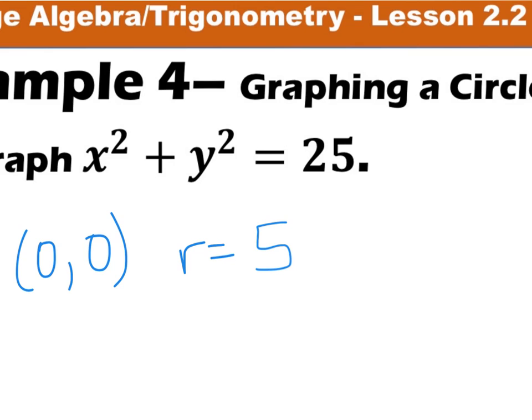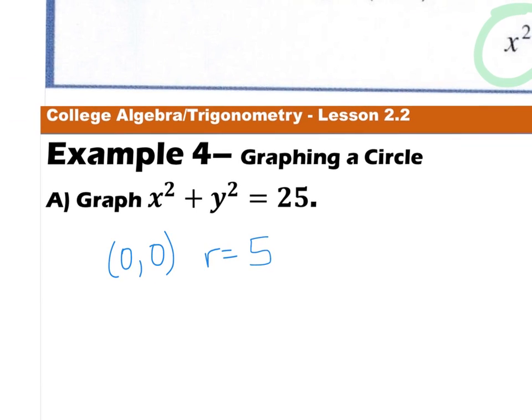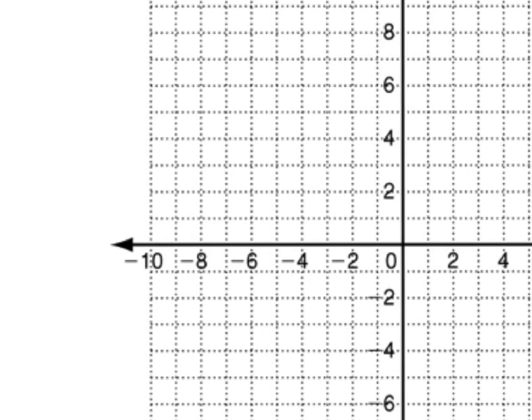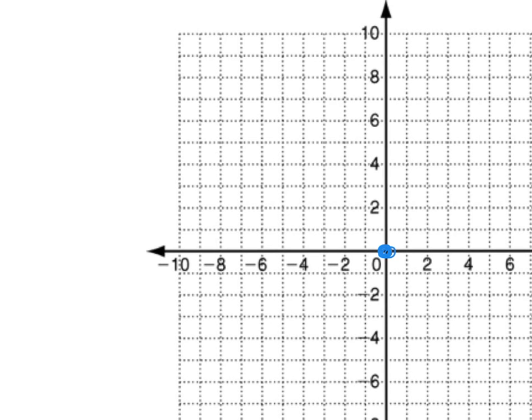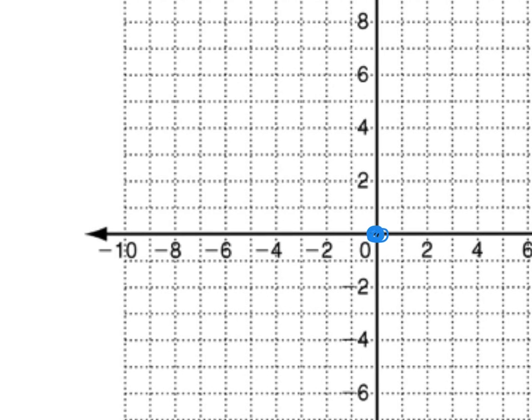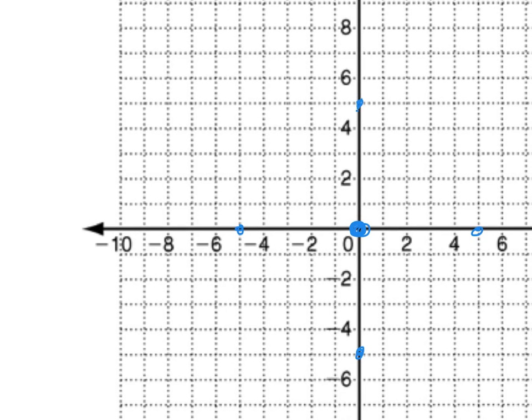Because if you square it, it'll be even. You can't have a minus radius. Can't have a minus radius, a minus distance. I know what you're thinking. That's good. So if I were to graph this, guys, look, I put a point at the 0 where the center is. And then how far is each point away from the center? 5. So you can just go up 5, right 5, down 5, left 5, and draw your circle.